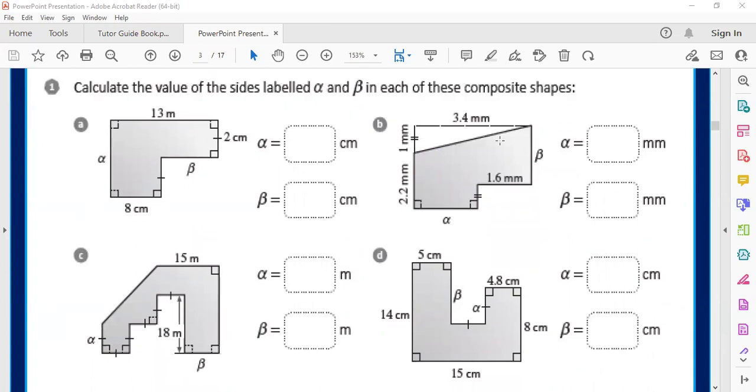The symbol. Check out the symbol. Okay. Be careful. Look out for these symbols.